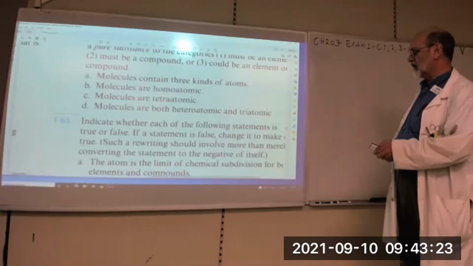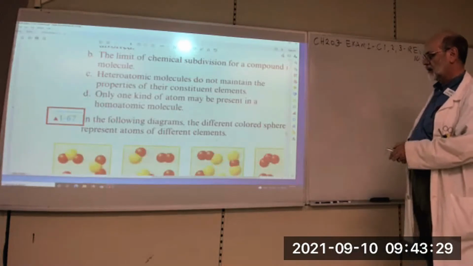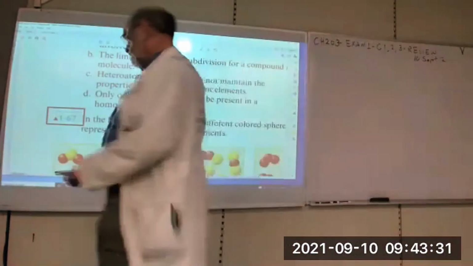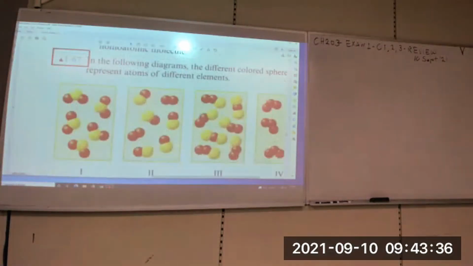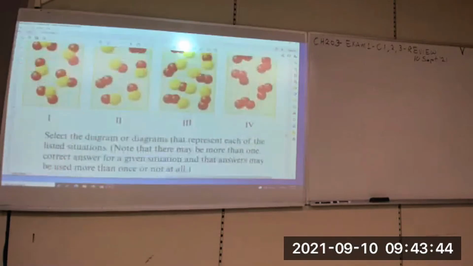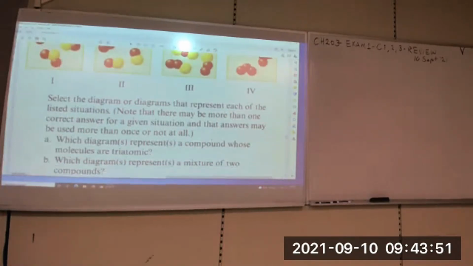Okay, we did the left side already, so I'm scrolling down through the right side of this page. Anybody have trouble with this one, or do you care? The following diagram has different colored spheres representing atoms of different elements. Select a diagram or diagrams that represent each of the listed situations. There may be more than one correct answer. Which diagram represents a compound whose molecules are triatomic?